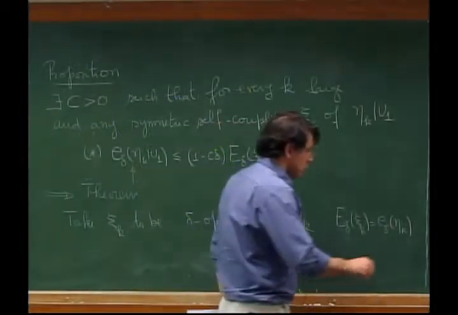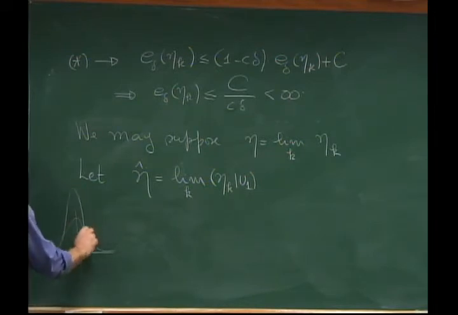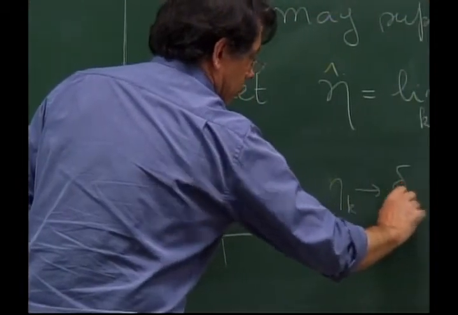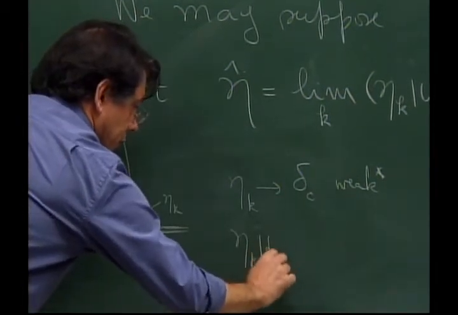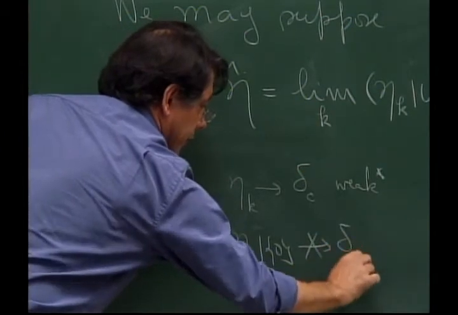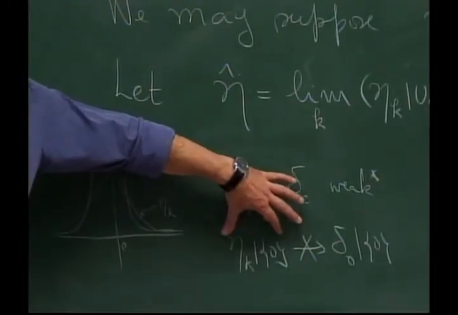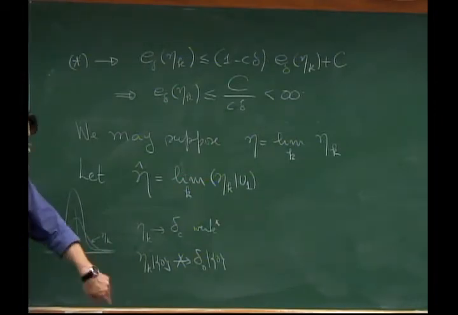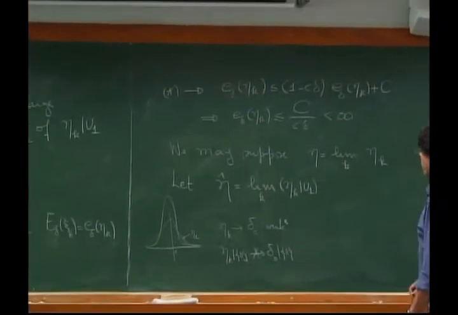Okay? For example, if I have absolutely continuous invariant measures corresponding to densities like this, these are the eta k's, then eta k converges to the Dirac mass at point 0 in weak star topology. But of course, eta k restricted to 0 does not converge to the Dirac mass at 0 restricted to 0. This is the zero measure, and this is a probability. Okay, so the problem is that the weak star topology allows the mass of the measure to escape through the boundary. So in general, it's not true that this eta hat is the same thing as eta.